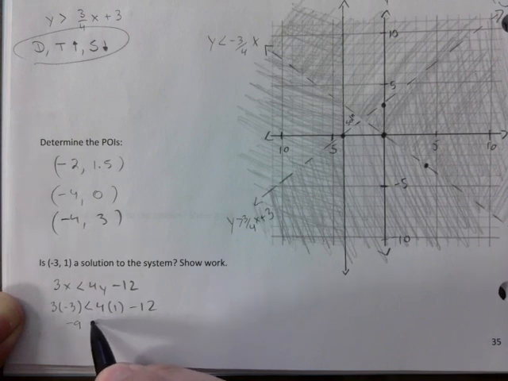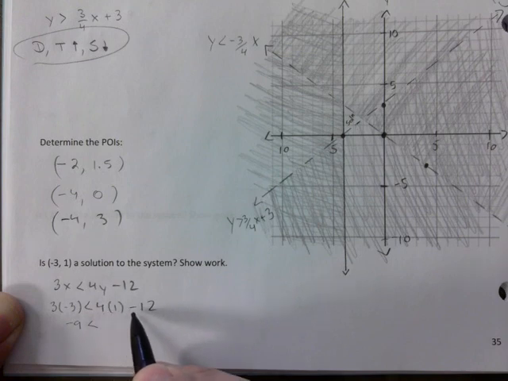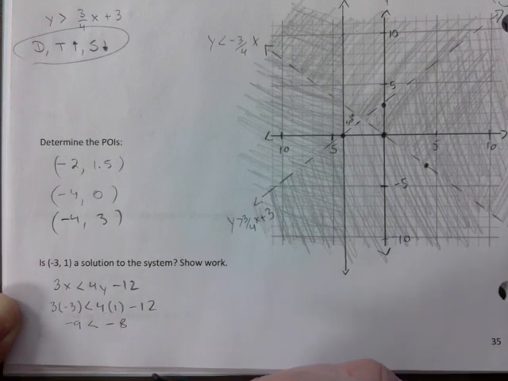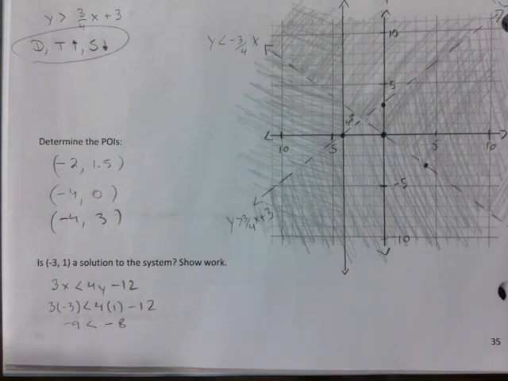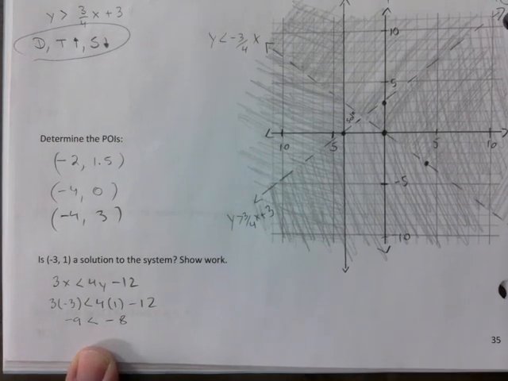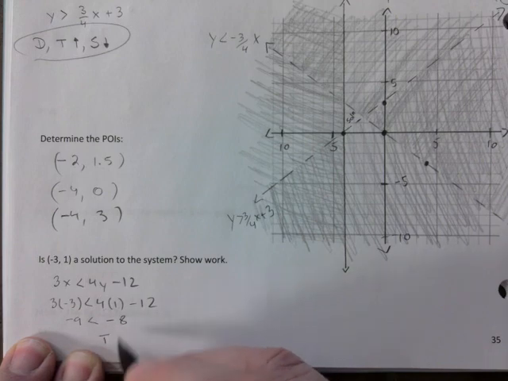-9 is less than this. Let's do mental math here. This is 4. 4 minus 12 is -8. Is that true? It is true. -9 is less than -8, true.